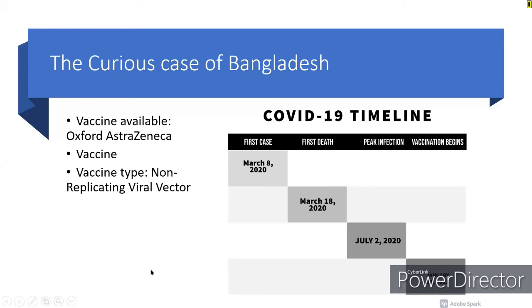Now let's talk about the Bangladesh perspective. So, time for some background. COVID-19 was first detected on March 8, 2020. The first death was reported 10 days later. The infection rate has been coming down since the end of last year, and vaccination against the virus began on January 8, 2021.